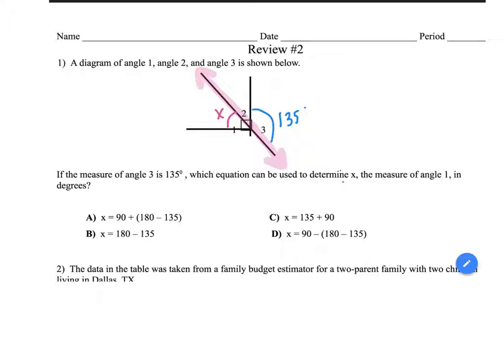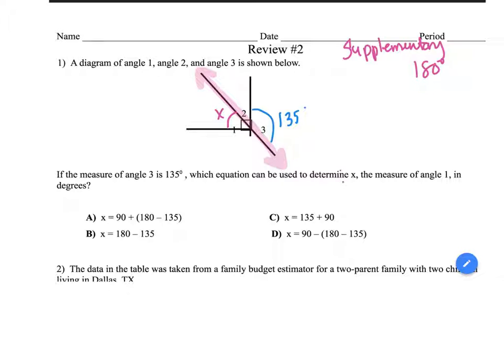What were we just looking at? The straight line. Supplementary. Okay, so the pink line I know is supplementary. That means it adds up to be 180. Just like on those other ones, this is multi-step, but it starts out the same way.